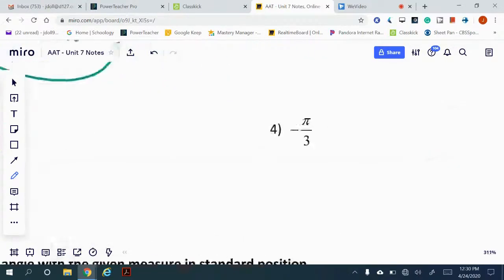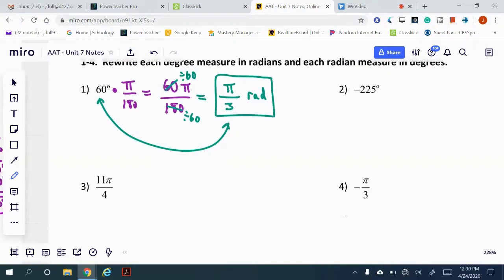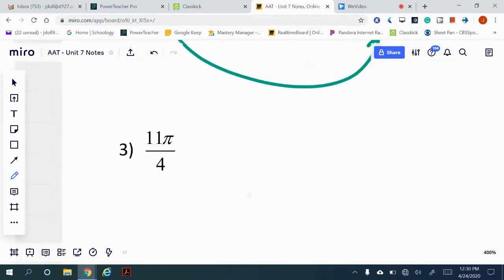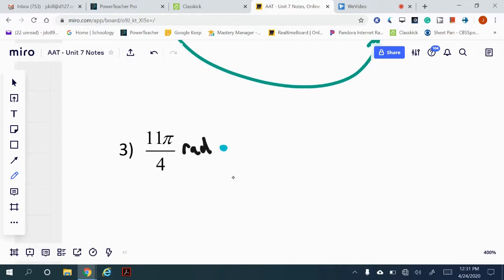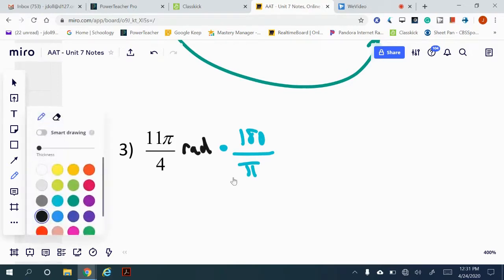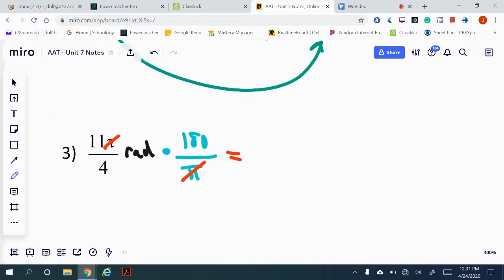Let's do an example. Let's go with a negative one here. Actually, you should probably be able to figure that one out by observation. So let's talk about number 3 here. If we have 11 pi over 4 radians, how do we convert that into degrees? Well, we're going to multiply by 180 over pi. One of the reasons we do this, you can see, is that pi in the numerator is being multiplied by something with pi in the denominator, so they cancel. So what we really just have to do is multiply 11 by 180, put it over 4, and simplify our fraction.